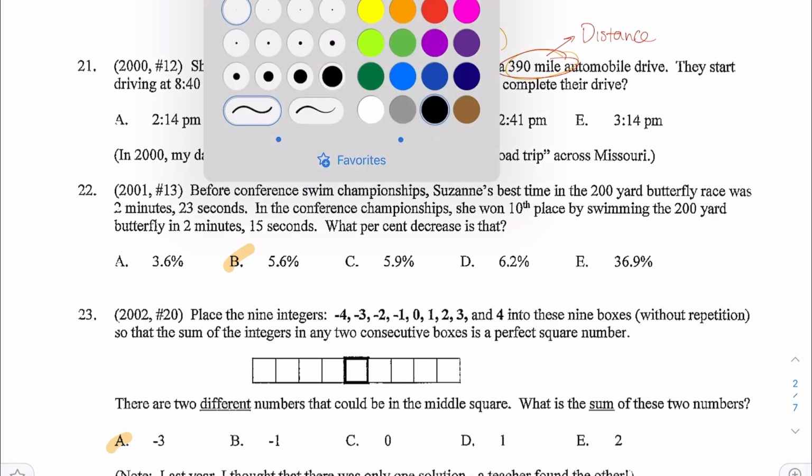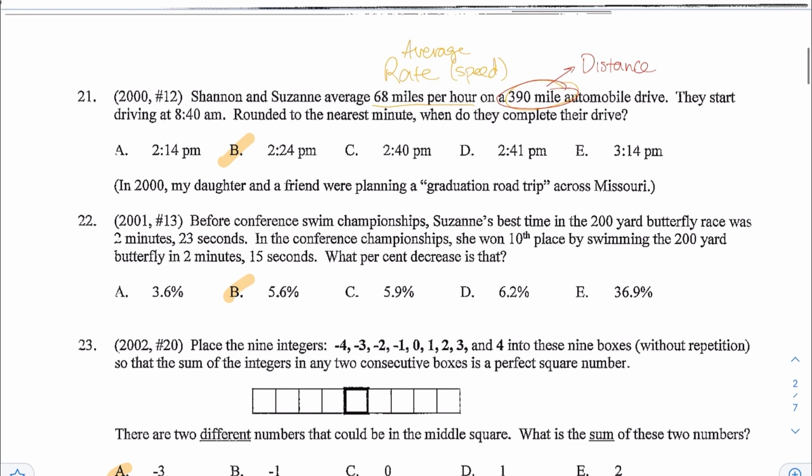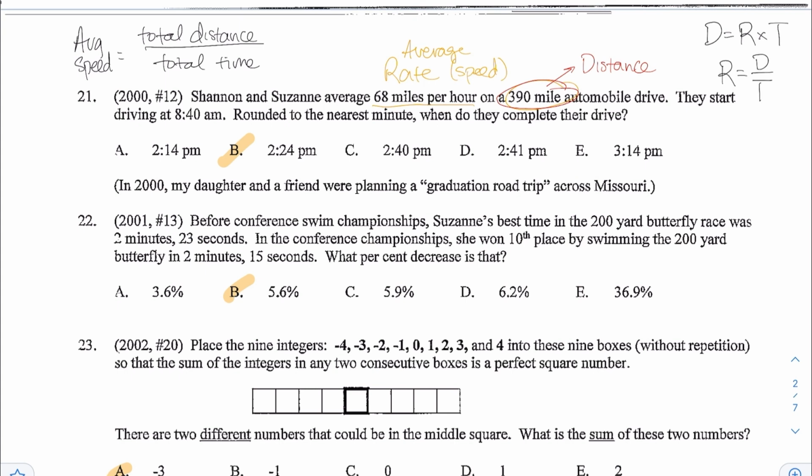So the formula that we're going to use here is the average speed formula, or the average rate. The average speed is the total distance divided by the total time. It's just a variation of the distance formula, which is d equals r times t. Distance is rate times time. If you divide by t on both sides, you can get the rearranged version, which is rate is distance over time. So here the average rate would be the total distance over the total time. This is something that you would have to memorize, because we're going to have to apply it for this question.